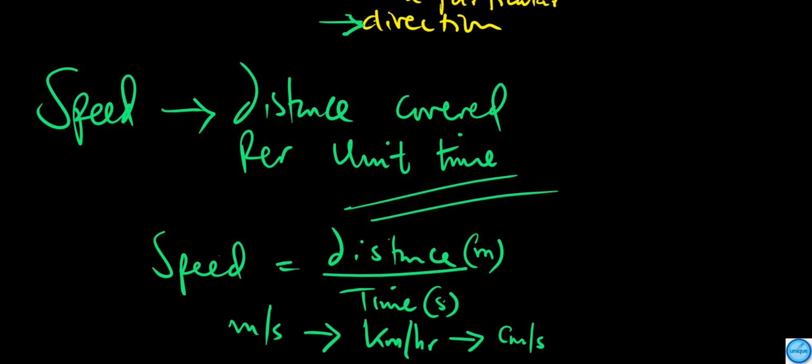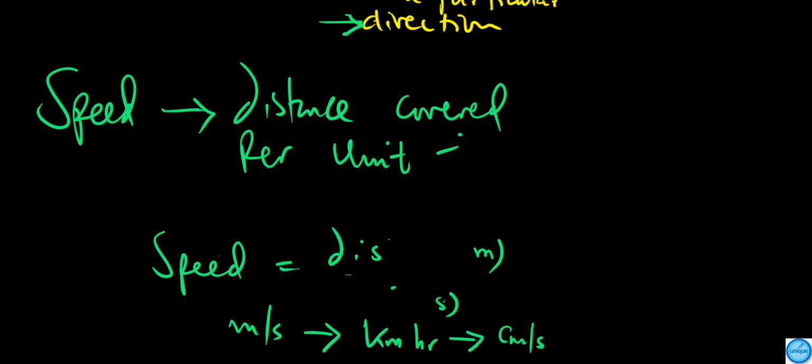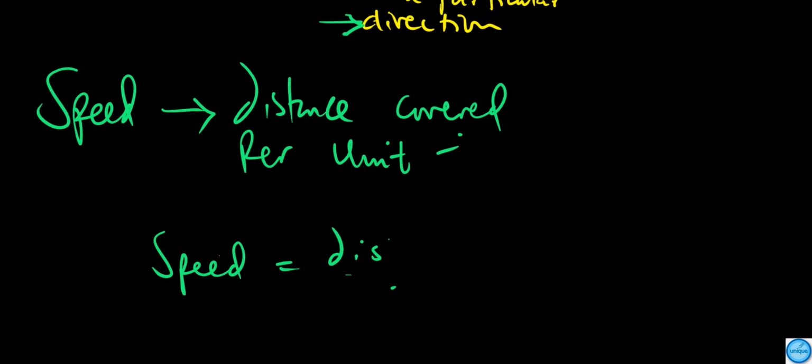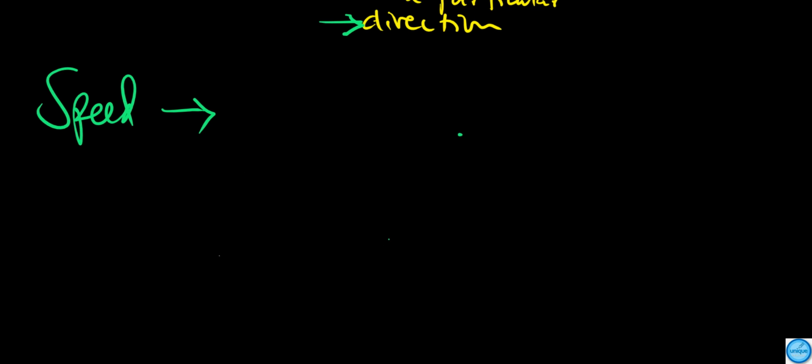Let's now do this example to find the speed of a car. A vehicle covered a distance of 360 km in 2 hours. So let me write the question.